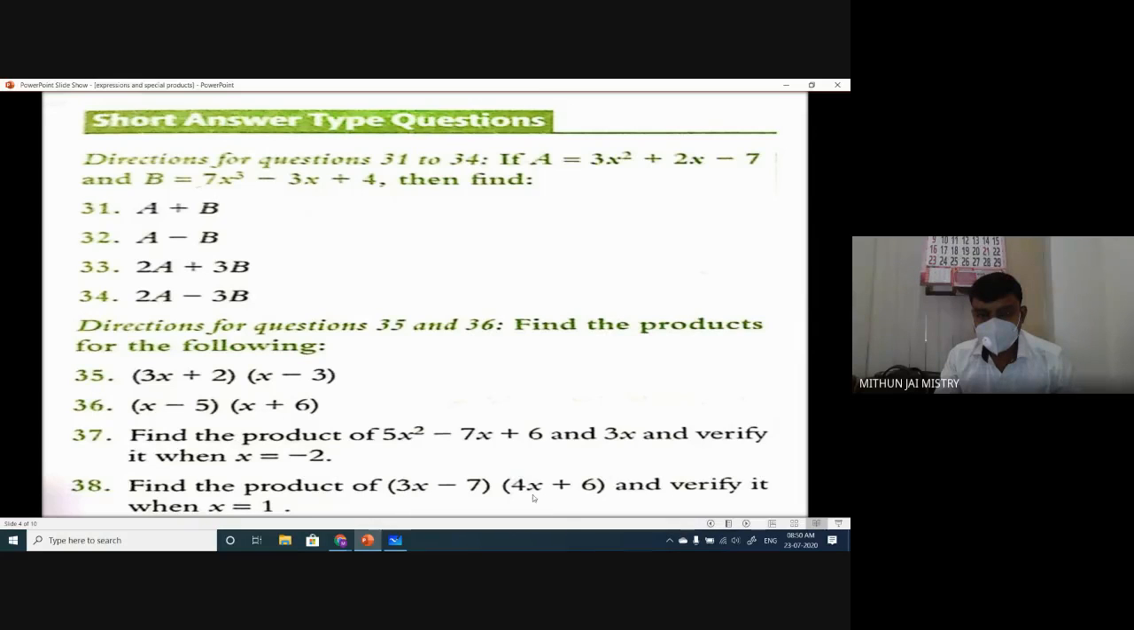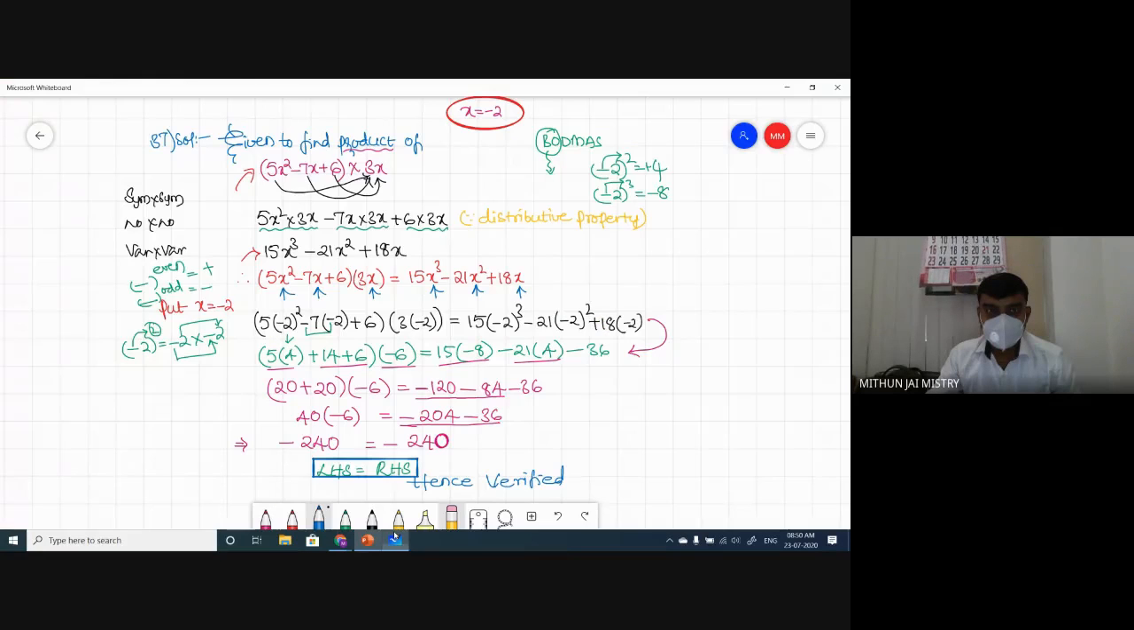First, you should multiply. You will get the product, that is 3x into the total 4x plus 6, minus 7 into the total 4x plus 6. First you do multiplication, how you did the 35th one. Very much like that. After doing multiplication, you will write therefore, LHS and RHS. What was the question and what we got?